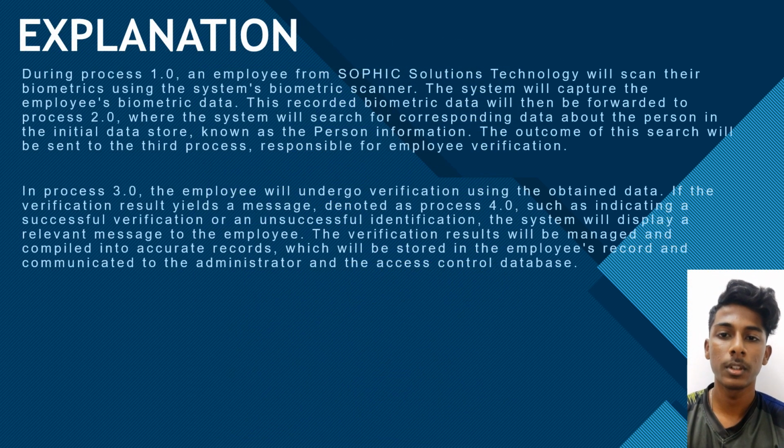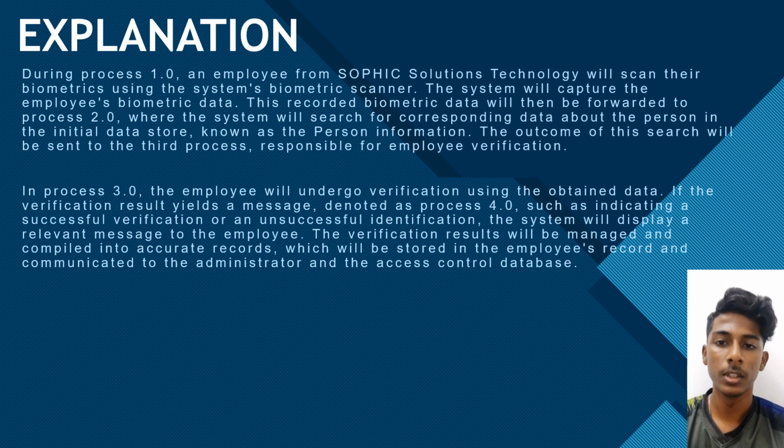During process 1.0, an employee from Sophic Solution Technology will scan their biometrics using the system's biometric scanner. The system will capture the employee's biometric data. This recorded biometric data will then be forwarded to process 2.0, where the system will search for corresponding data about the person in the initial data store known as the person information. The outcome of the search will be sent to the third process responsible for employee verification.